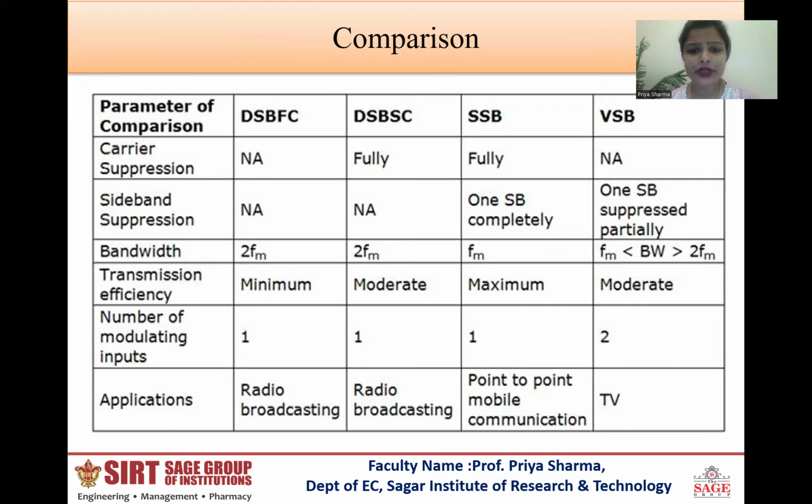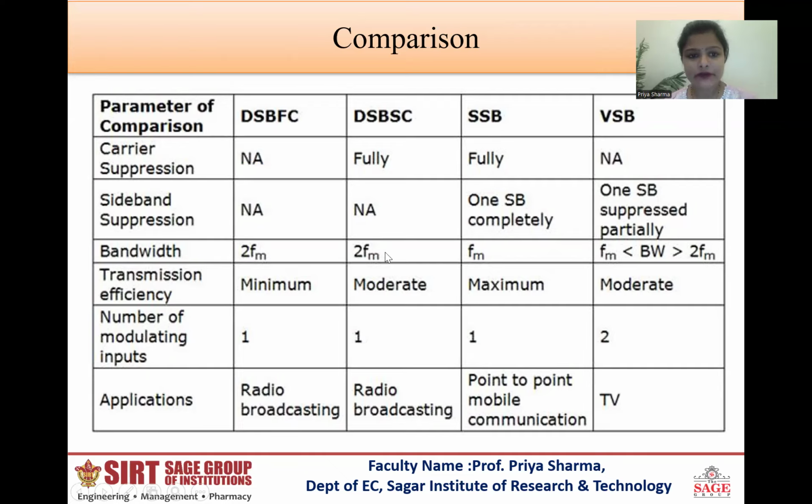Comparison of the various amplitude modulations which we have discussed till now is converted to a tabular form, which is easy for students to learn. Carrier suppression in DSB-FC doesn't take place. In DSB-SC, it is fully suppressed. In SSB, it is fully suppressed. And as VSB is the modified form of SSB, it is not applicable because the carrier is already suppressed here. Sideband suppression, here it is not there. One sideband is completely suppressed, and here one sideband is partially suppressed.